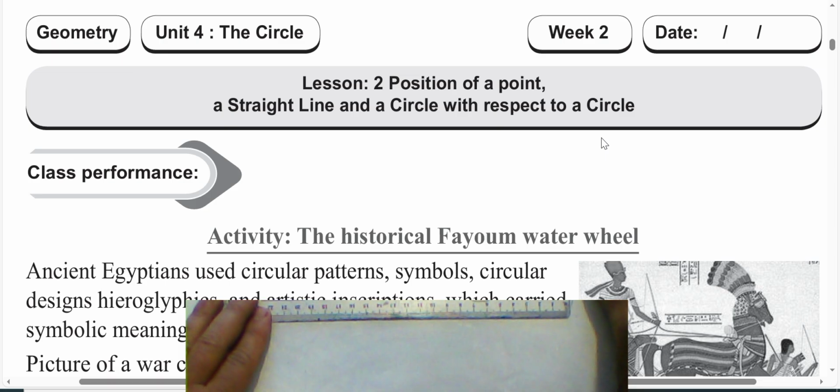Prep 3. Today we'll solve from the Performance book, Unit 4, week number 2, Circle. Lesson number 2: position of a point, straight line and circle with respect to a circle.